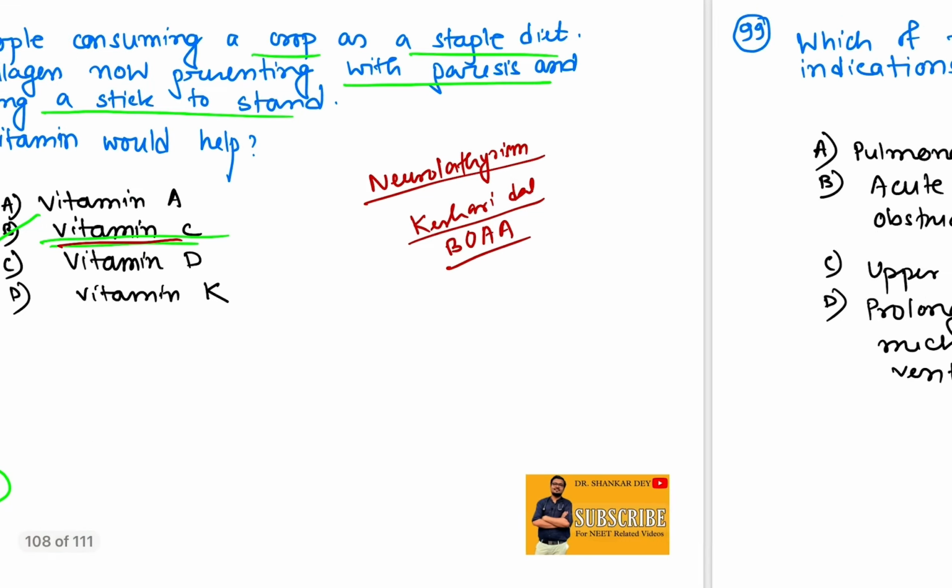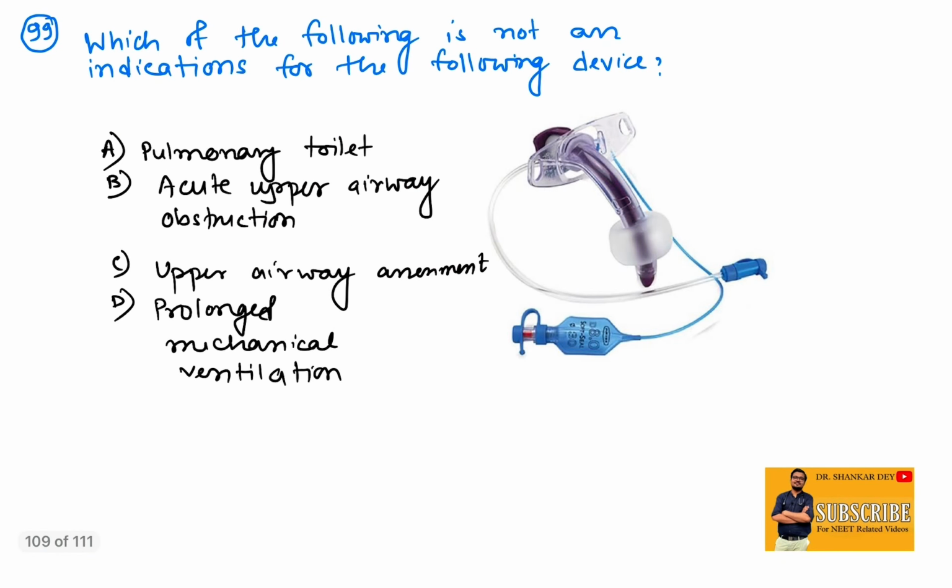Coming to question number 99, which of the following is not an indication for the following device? This device is tracheostomy tube. So what are the indications? The question is not an indication. For pulmonary toilet, yes, pulmonary toileting can be done by tracheostomy tube.